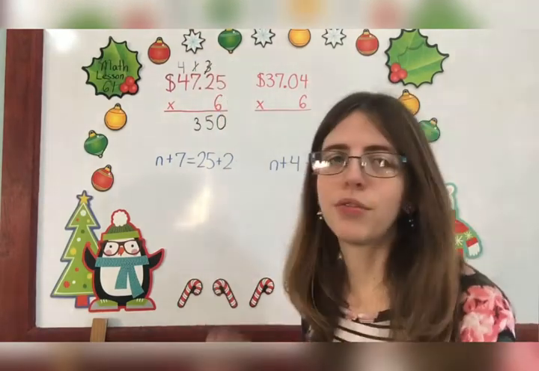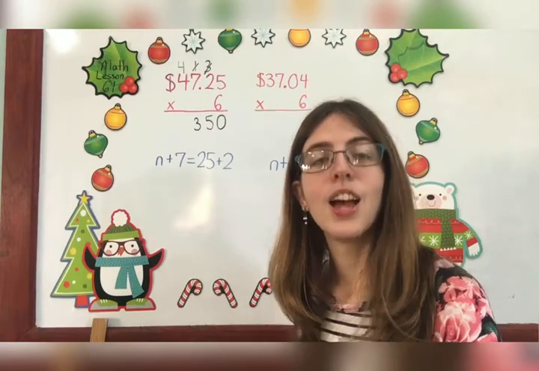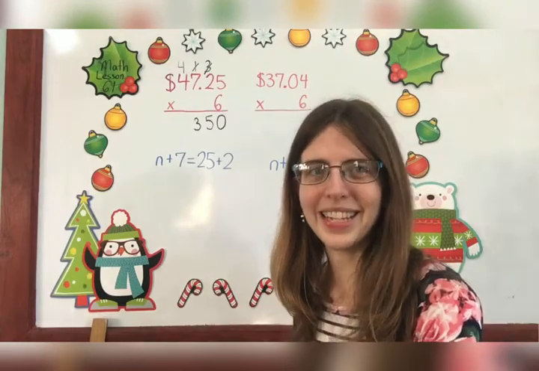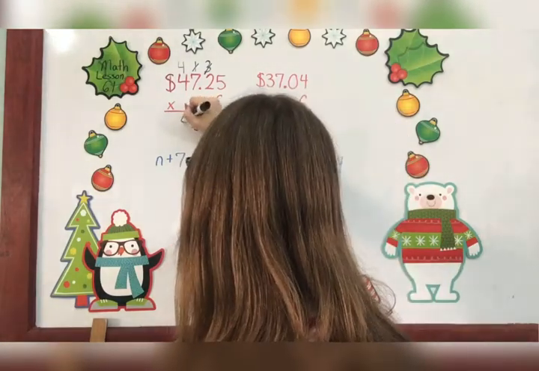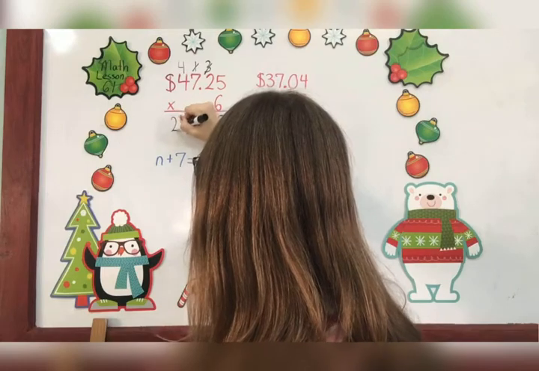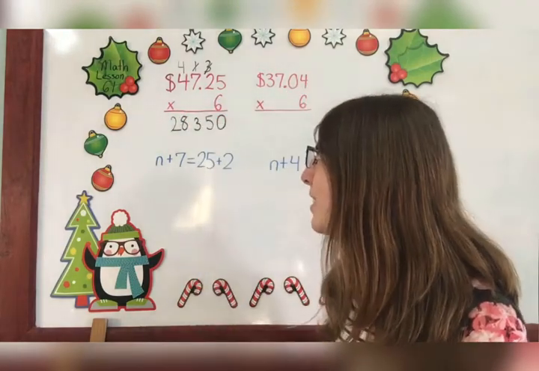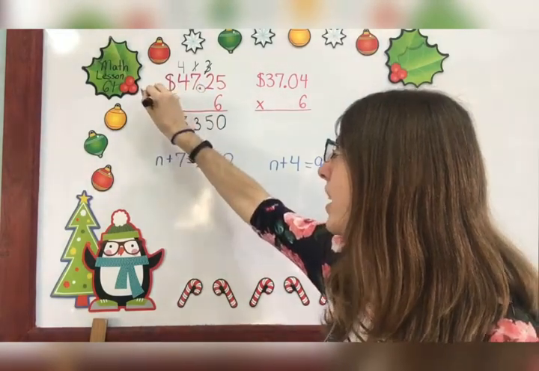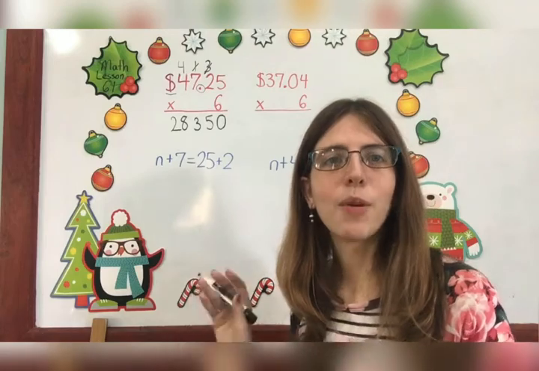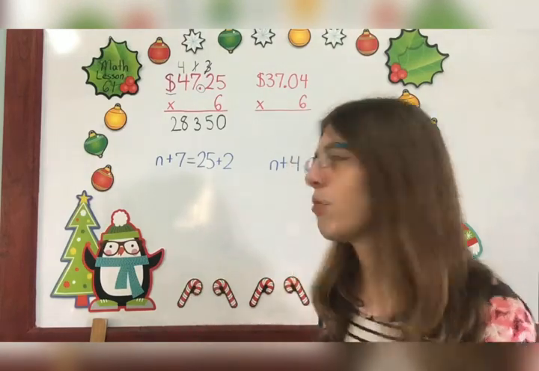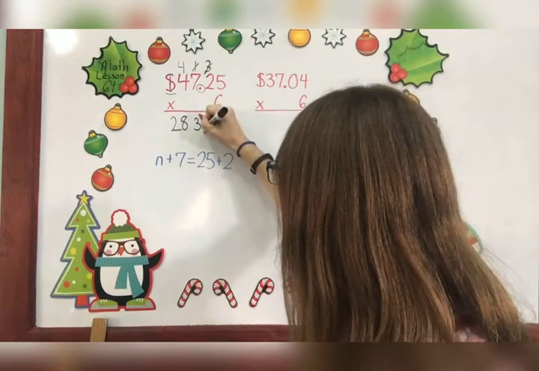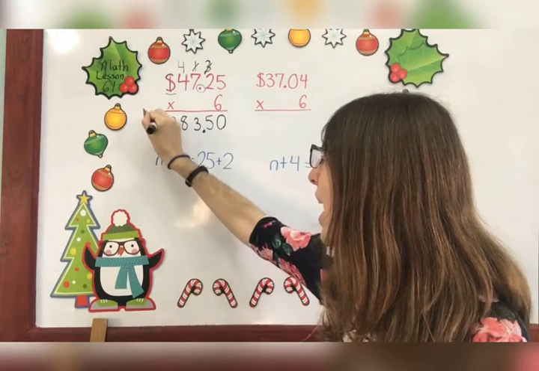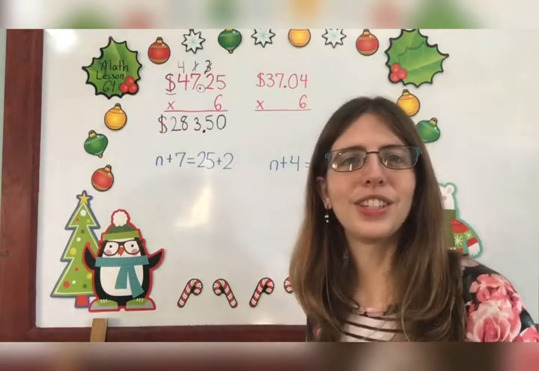6 times 4 is 24. Plus 4, 28. So there's no other place to carry it, so I go ahead and put down the whole number, 28. Now for my dollar sign and decimal point. Here's my decimal point, there's my dollar sign. Remember that with money, you always have to count 1, 2, and then put your decimal point. And your dollar sign goes all the way at the end. So it's $283.50.